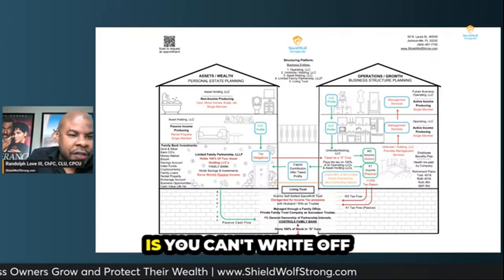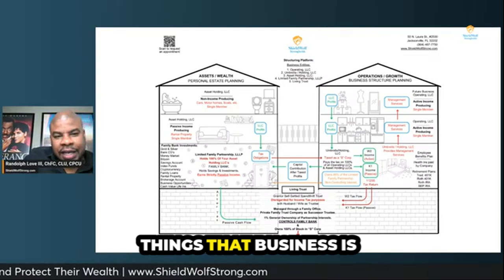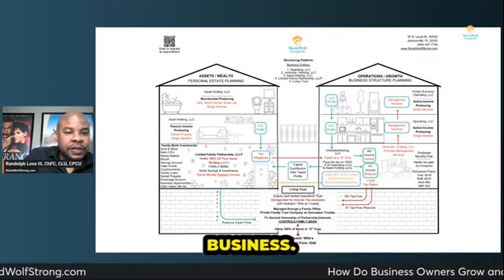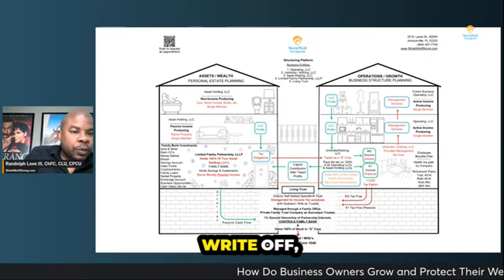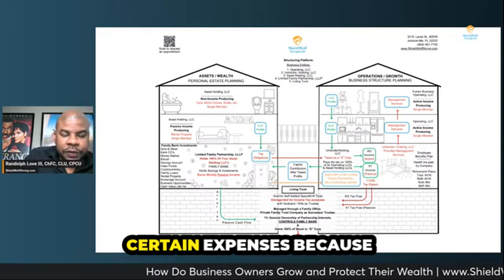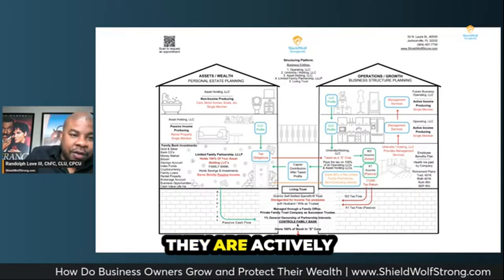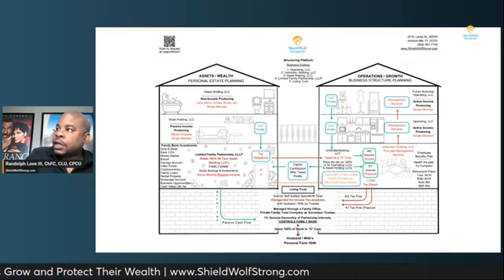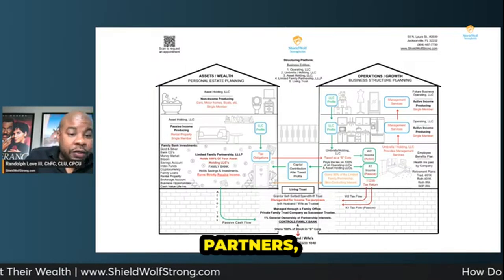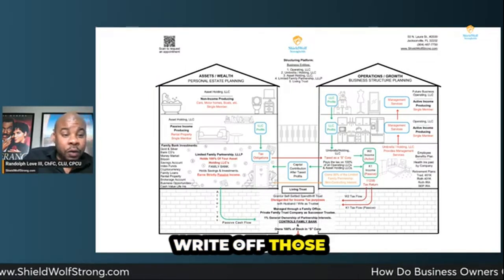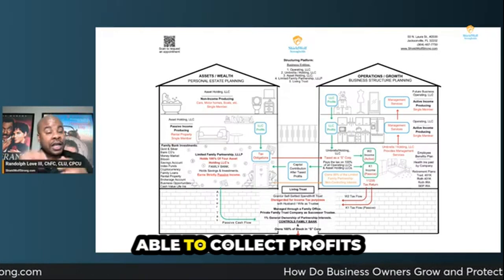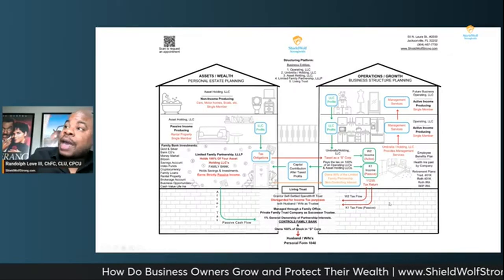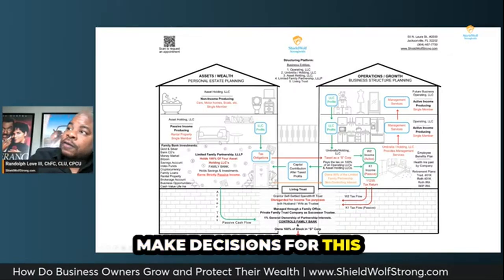And what I mean by that is you can't write off things that the business is doing because you're not actively working in the business. Now, the general partner can write off certain expenses because they are actively working in the business on a regular basis. But the limited partners, even though you can't write off those expenses, the benefit is you're able to collect profits without being liable. It also means you can't make decisions for this company.